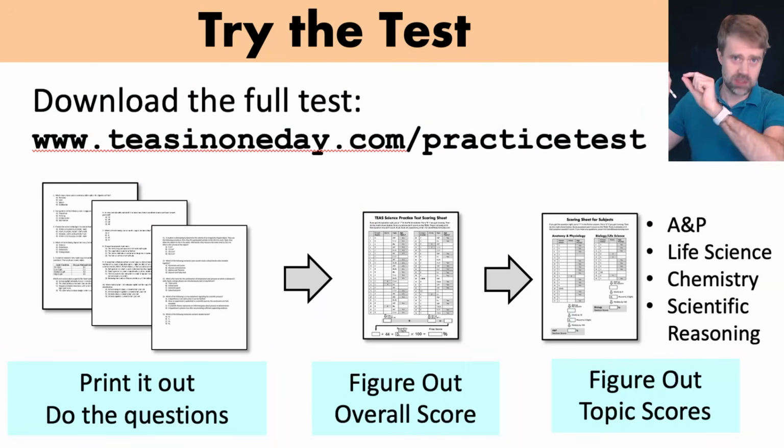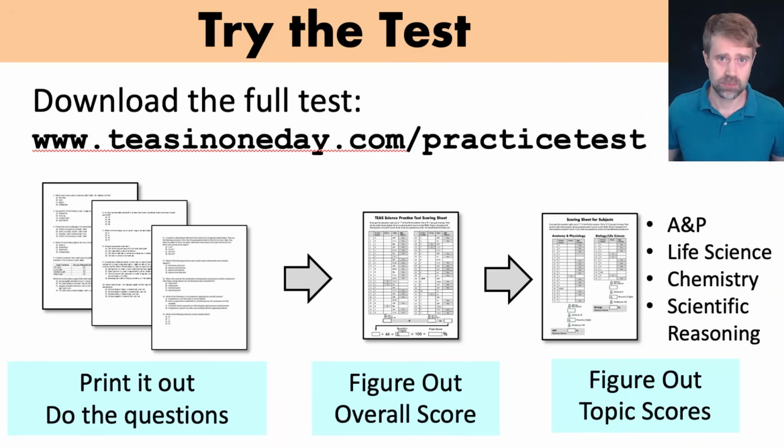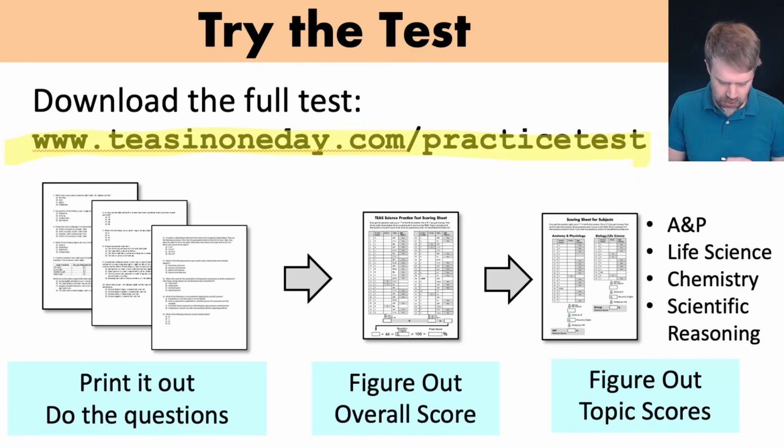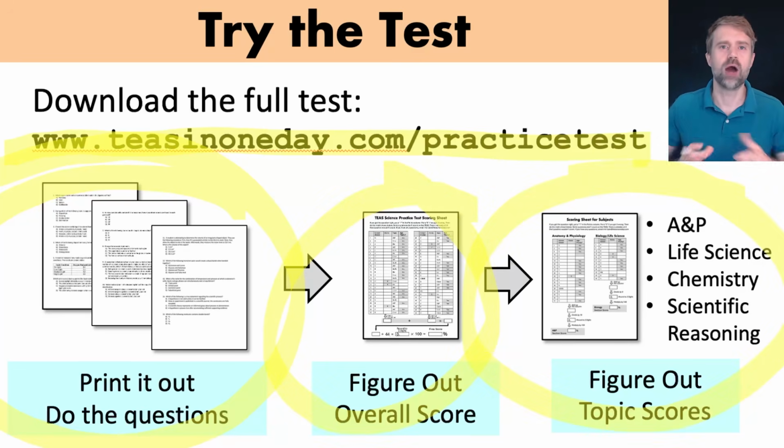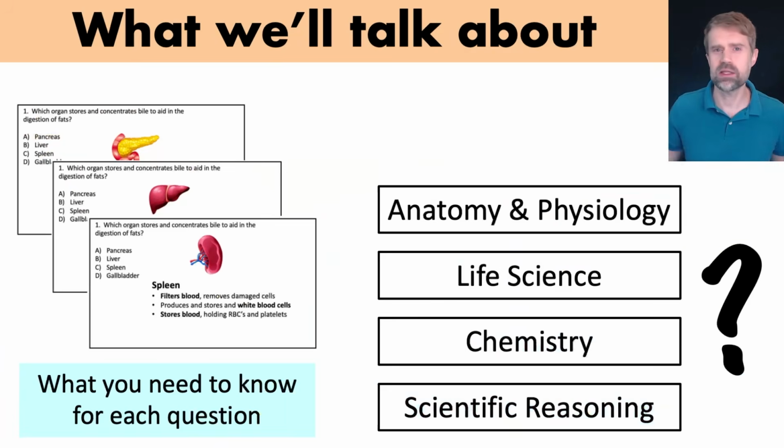But just to let you know real quick, let's say you want to try the test first. As I say, you can download it right here. You print it out, do the questions, and then at the end, there are a bunch of scoring sheets, so you can figure out what your score would be on the overall test, and then you can figure out what your score would be for the various subjects, right? So you can figure out what would your A&P score be, what would your life science score be, you get the idea here. So you can do that, and then you can come back and watch the mini lessons for the questions that gave you trouble. Again, either approach is fine.